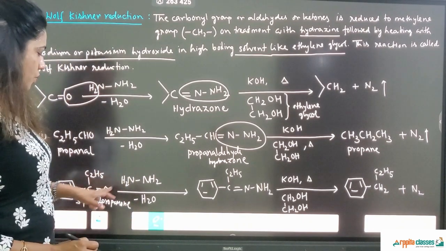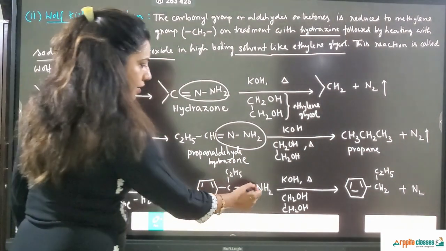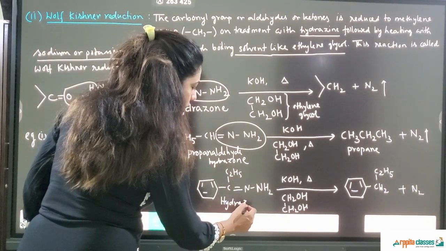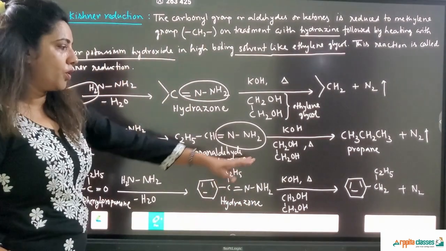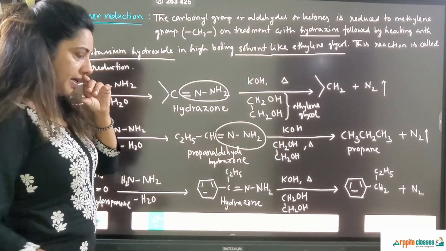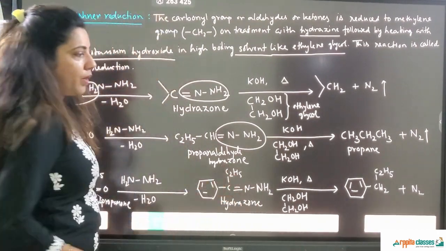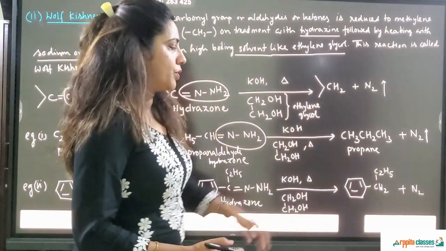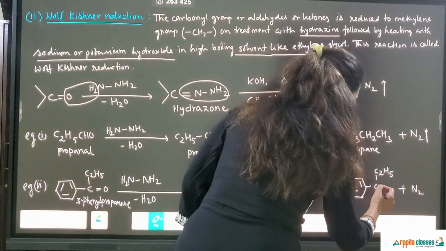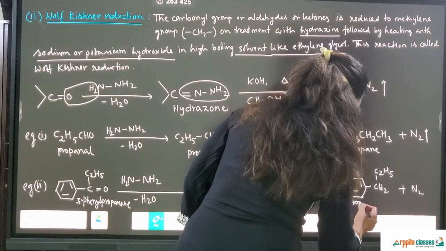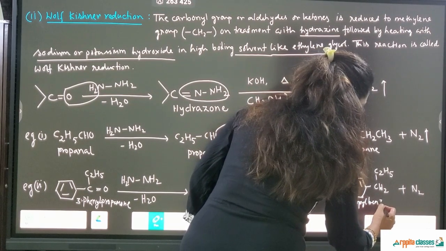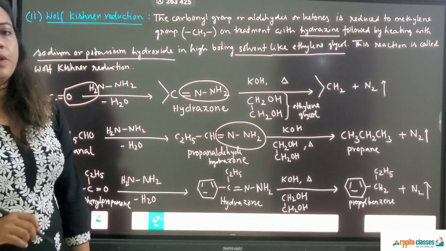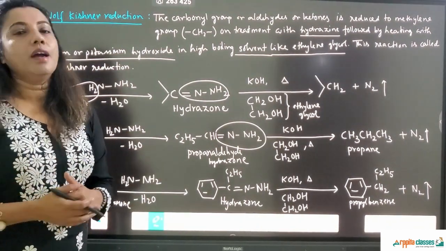So H2O is removed first. You get a hydrazone like this. This is a hydrazone product, followed by KOH, ethylene glycol, heating. This entire thing will convert into H2. So you get this compound, and this is called propyl benzene. C2H5CH2, this is a propyl group. So propyl benzene is the name of the compound, along with liberation of nitrogen molecules. So this is called Wolff-Kishner reduction.